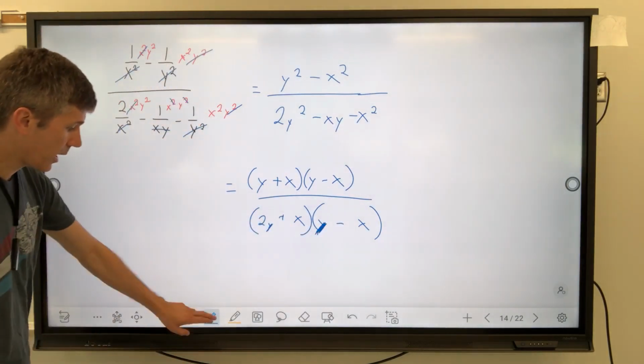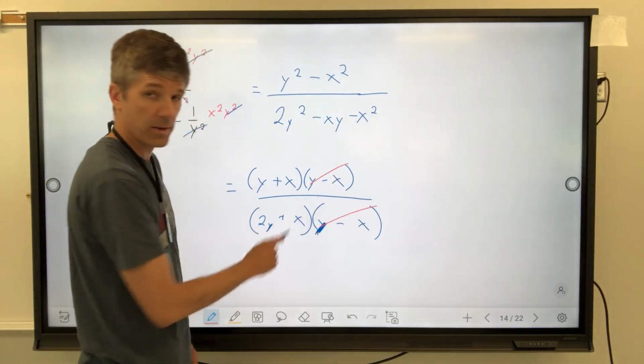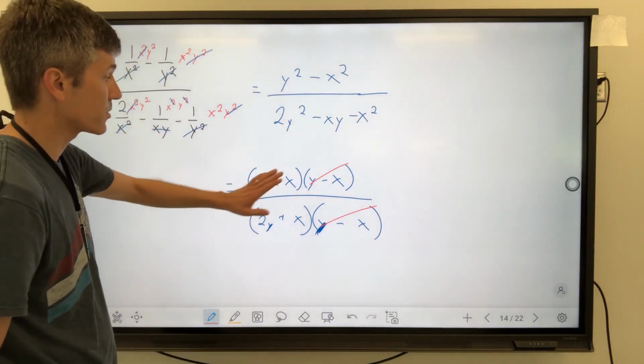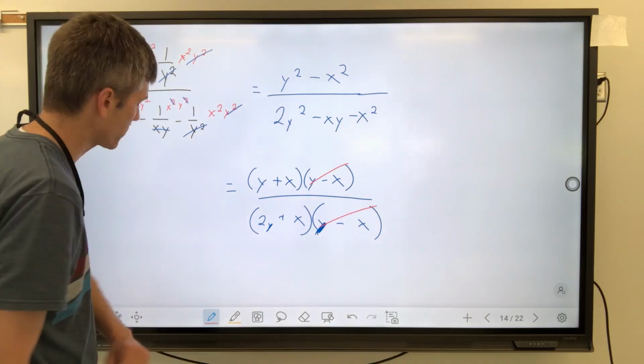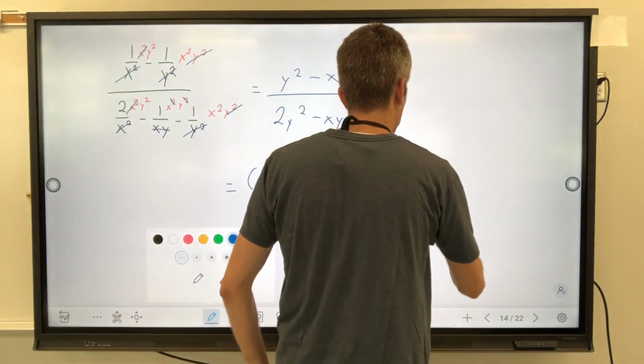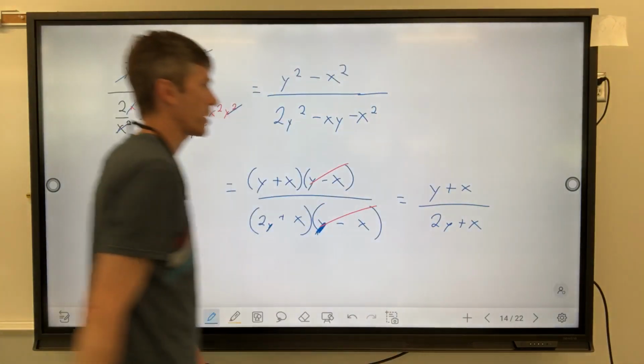At this point, we're going to cancel. Now, I'm going to cancel this one and this one, even though the y's are very much different in terms of font, but it still works. And then nothing else cancels. It looks like I could cancel the x's. Please don't. Please don't. I knew a guy that did that, and he's in jail, so don't do it. Y plus x, 2y plus x. There we go. There's that one.